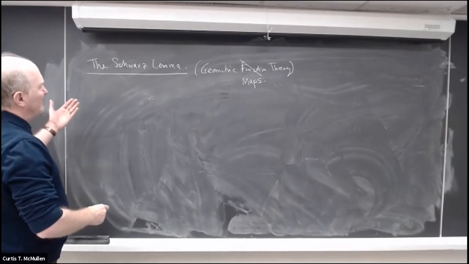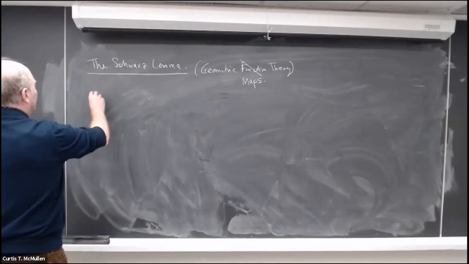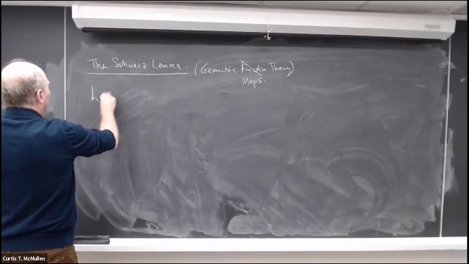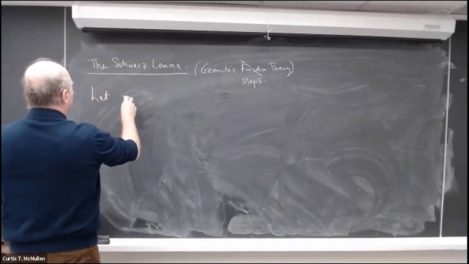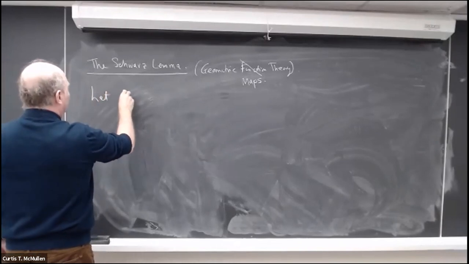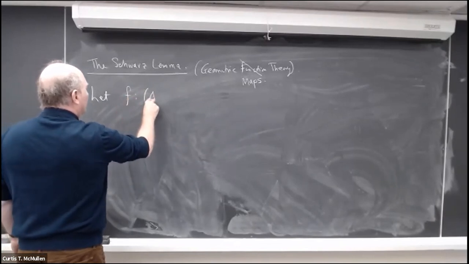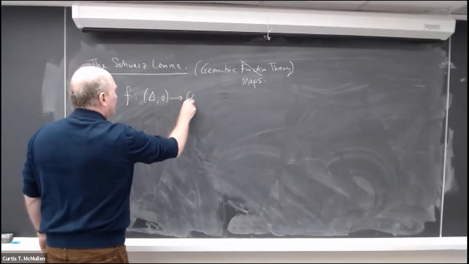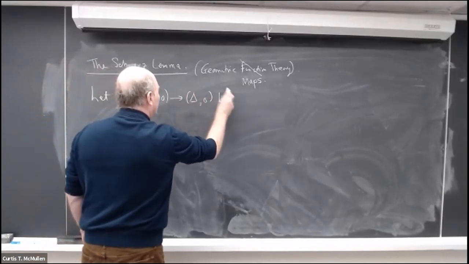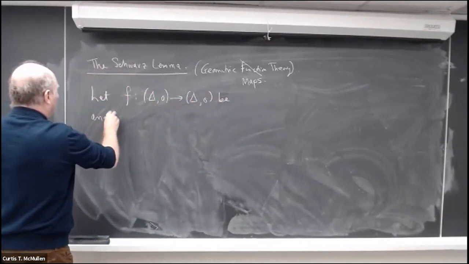Okay, so the Schwarz lemma has a classical statement, so let me review this for you. So the usual version is the following. This is the warm-up to the more general one. So let f from the unit disk to itself be an analytic function.